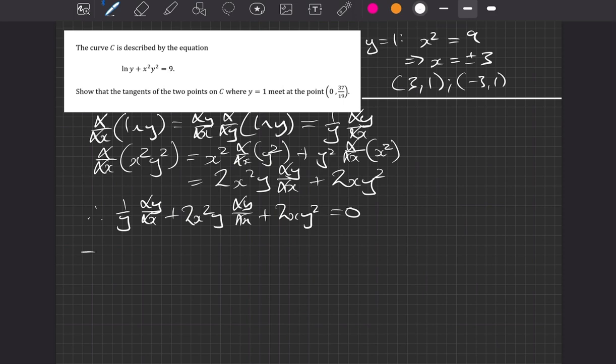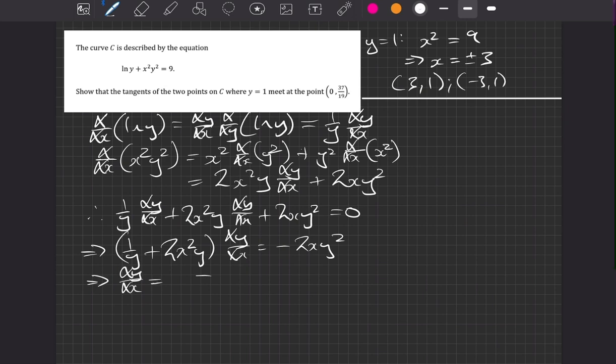So what do we have? Well, we have (1 on y plus 2x squared y) all lots of dy/dx. At the same time, I will subtract this 2xy squared to bring it to the other side. And now we'll divide by the bracket. So our dy/dx is equal to minus 2xy squared divided by (1 on y plus 2x squared y). And now, just to make it a little bit easier, we will get rid of this fraction in a fraction. We do that by multiplying top and bottom by y.